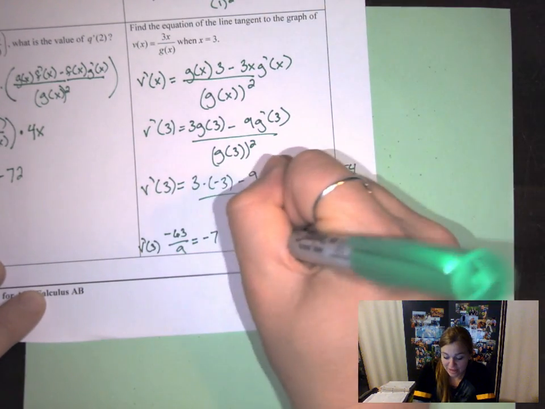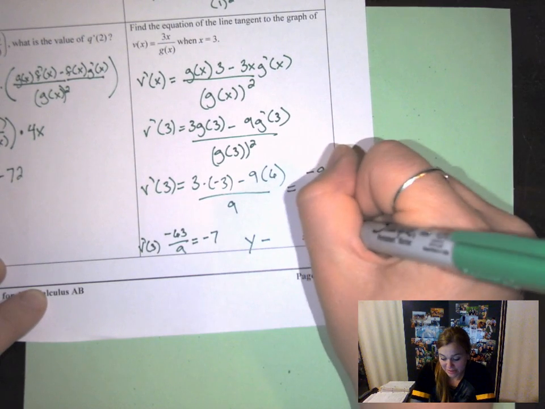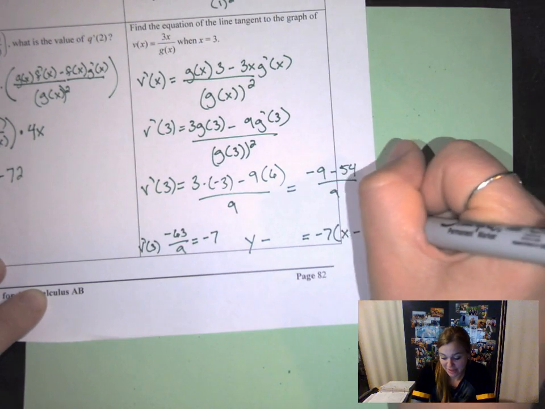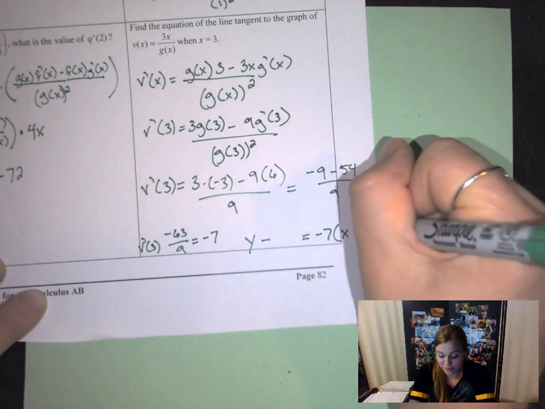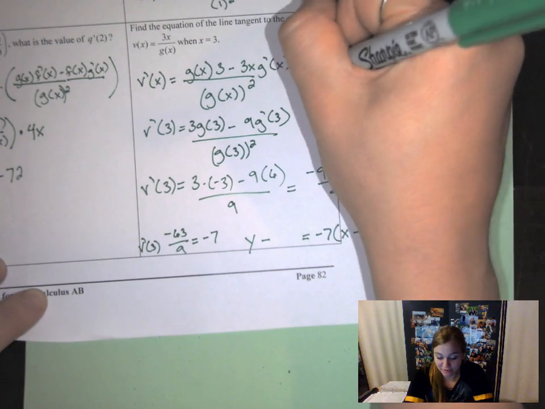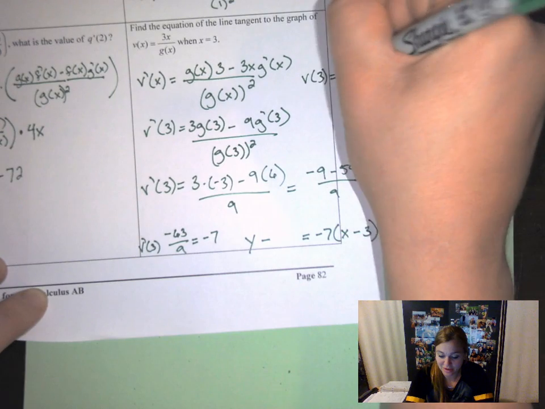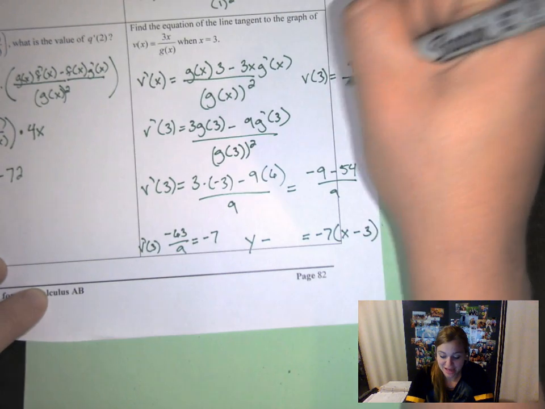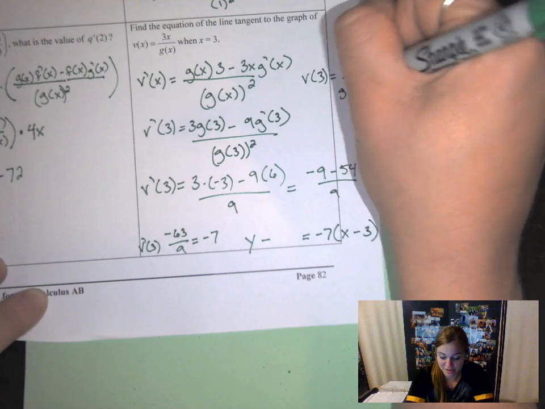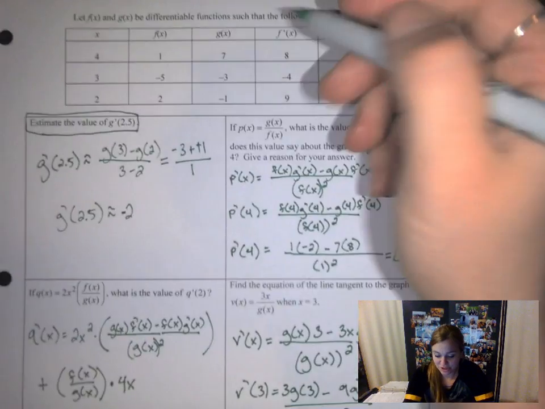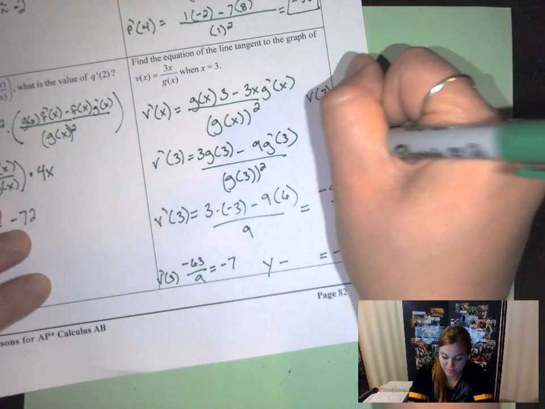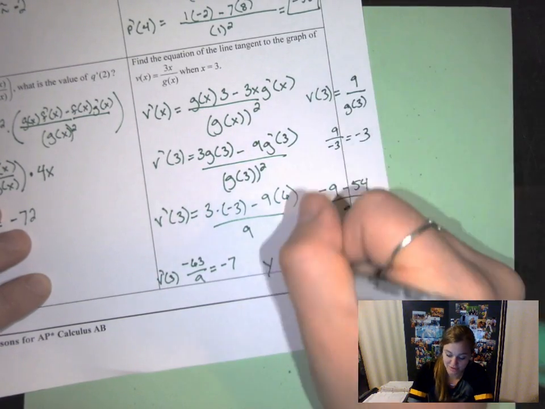So if I do y minus y1 is equal to m times x minus x1, I know my slope is negative 7, and I know my x value is 3. I just need to find out what b of 3 is, which is 3 times 3, which is 9, over g of 3, which we said was negative 3. 9 divided by negative 3 is negative 3.